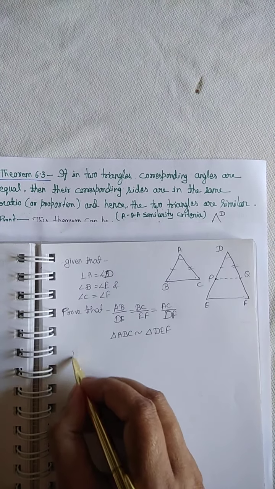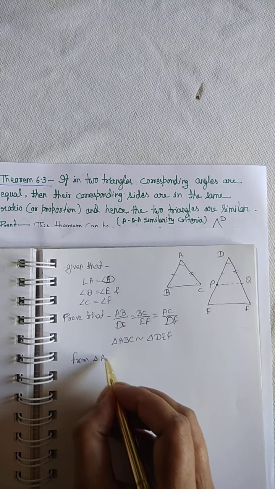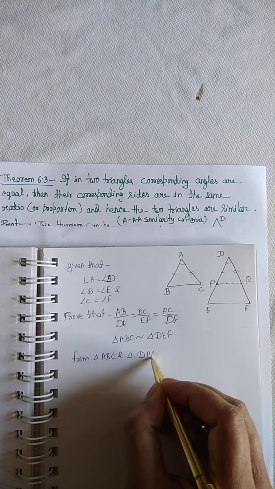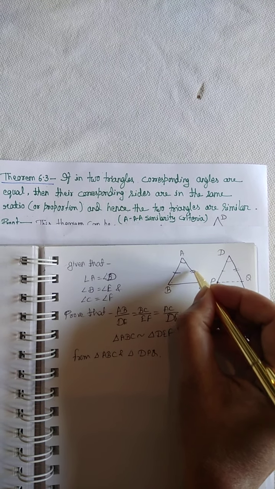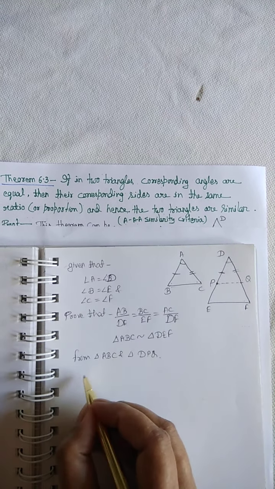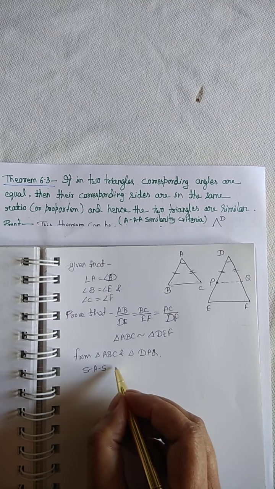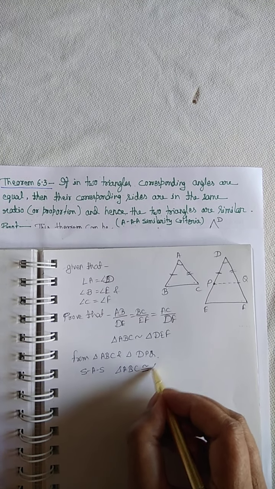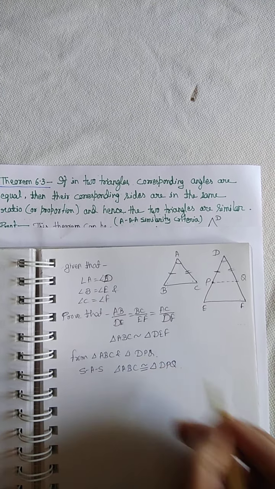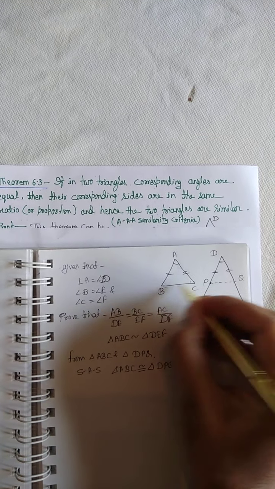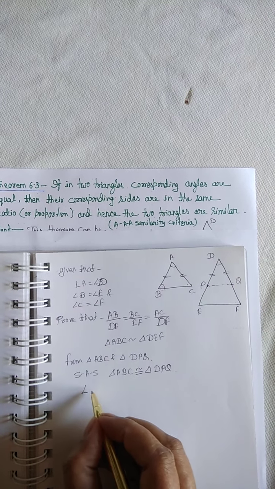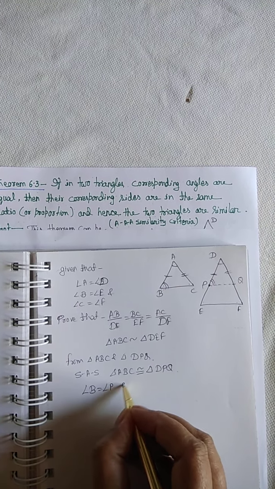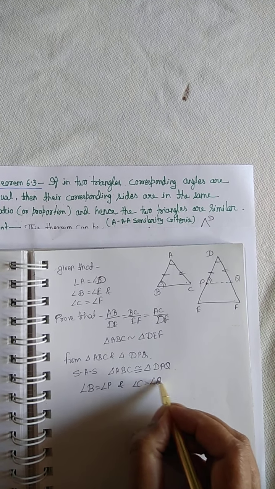Now from triangle ABC and triangle DPQ, side angle side, this is also side angle side. So according to side angle side, triangle ABC is congruent to triangle DPQ. So we can see that their corresponding angles will be equal, that means angle B equals angle P and angle C equals angle Q.